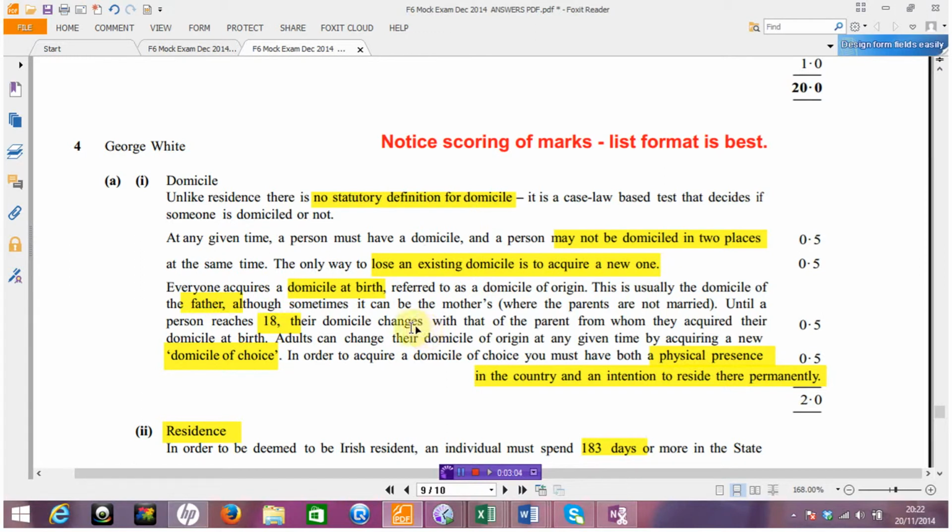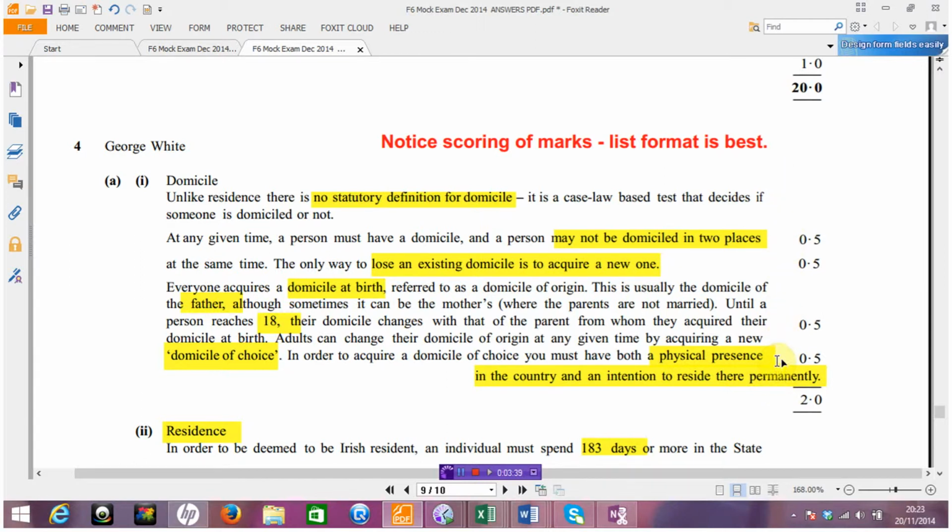Okay. Now, in terms of changing that domicile or having what we would call a domicile of choice after age 18, they can do that by severing ties with their existing domicile. They need to do some pretty significant things. Certainly, they need to have a physical presence in the other country, and an intention to reside there permanently. They'd have to prove that, perhaps by selling all assets in Ireland, or moving their children, or perhaps buying a house in a foreign jurisdiction. So those are the key points in relation to domicile.